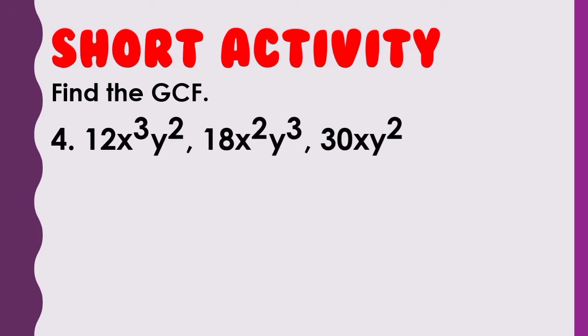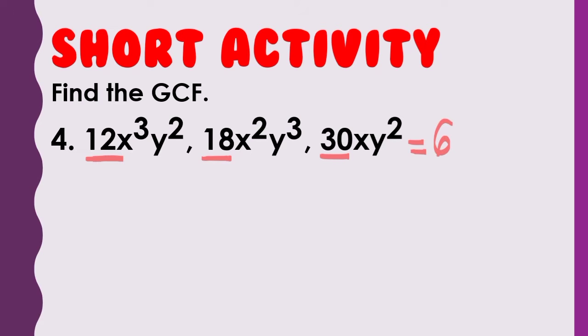For our next example, we have monomials. What is a monomial? A monomial is a polynomial with one term. The given are 12x cubed y squared, 18x squared y cubed, and 30xy squared. The first thing we will do is get the greatest common monomial factor of the numerical coefficients: 12, 18, and 30. Their greatest common factor is 6.